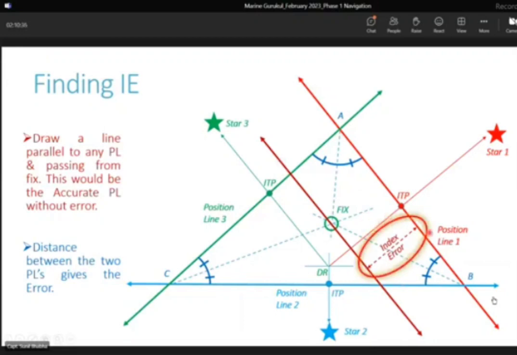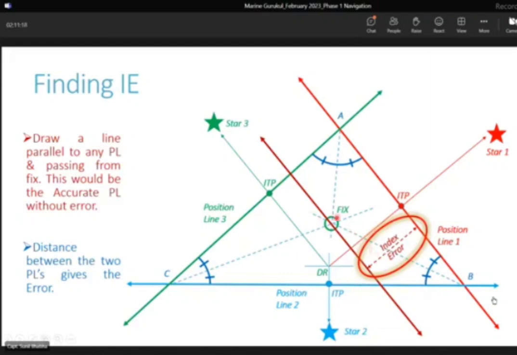So as you can see in the plot, this distance between the two parallel lines is the index error we are looking for. This can be done with any of the three position lines. Irrespective of whichever position line you use, you will be getting the same index error. Whether you use the blue color PL, draw a parallel line here and find out the difference, or you use the green color PL, draw a parallel line and find out the difference, the index error will be the same in all the cases.